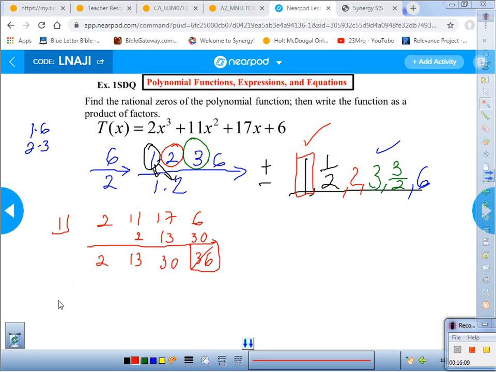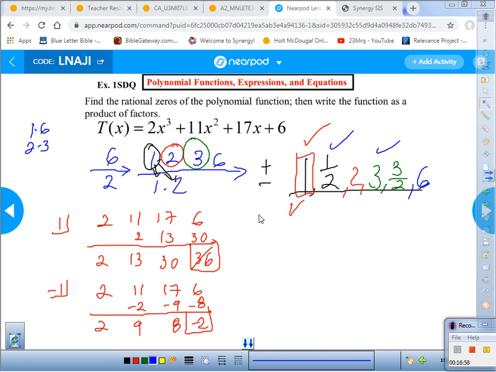So the next one, -1. 2, 11, 17, 6. Bring down 2 again. So let's see. -1 times 2, -2 goes right here. Combine, that's 9. -1 times 9, -9 right here. Combine, that's 8. -1 times 8, -8 combined, that's -2. We're getting closer. We started at a positive, now we're at negatives. But we're done with 1, aren't we? What do we go next to?